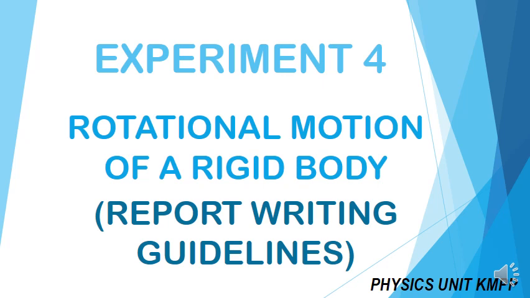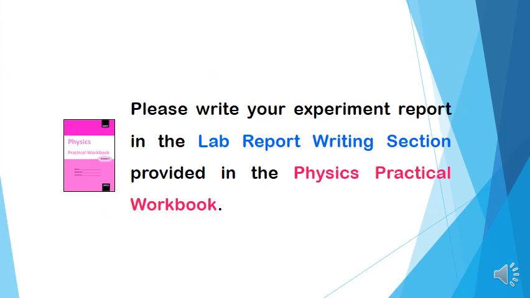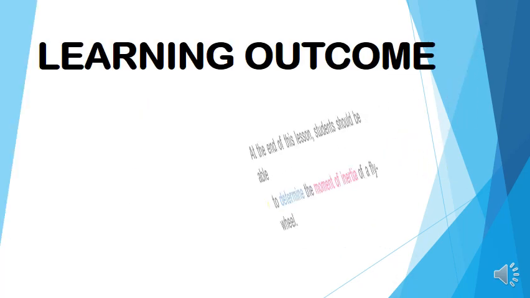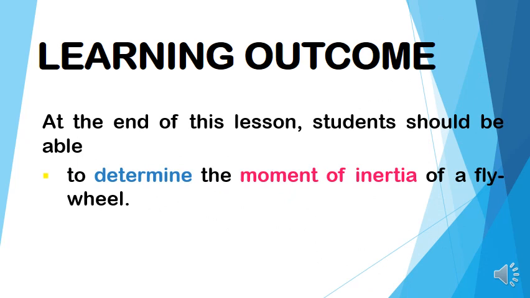I would like to take this opportunity to share some information with you and guide you in preparing a good scientific report for experiment 4. The title of this experiment is Rotational Motion of a Rigid Body. Please write your experiment report in the lab report writing section provided in the physics practical workbook. The learning outcome of this experiment is to determine the moment of inertia of a flywheel.